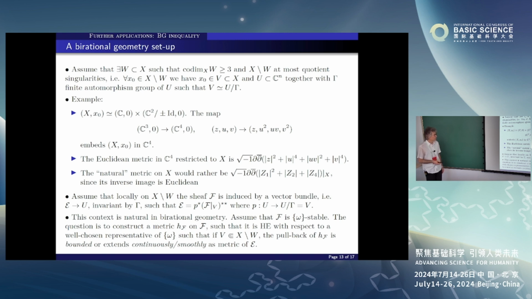So now let's assume that F is omega stable, and let's assume that X has this sort of singularities, right? So outside some high codimension set, everything is very simple, only quotient singularities. And now the question is to construct some metric on F such that the Hermitian-Einstein equation is respected, and such that this is a so-called orbifold metric. That is to say, the pullback with respect to this sort of maps extends continuously or smoothly to a metric of the vector bundle model that we have here locally.